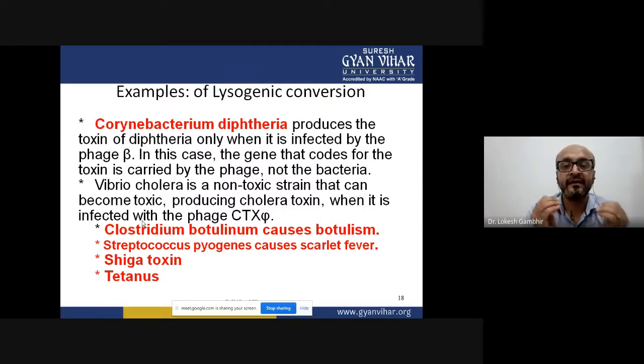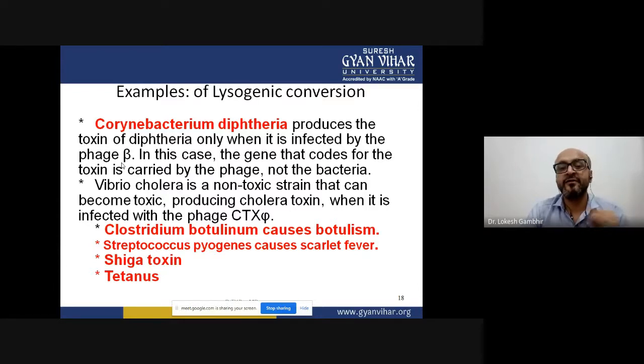It secretes diphtheria toxin only when it is in the form of prophage. If Corynebacterium diphtheriae is infected by phage beta, that phage beta will follow the lysogenic cycle, and that lysogen, or the prophage, is what is responsible for secreting the diphtheria toxin.